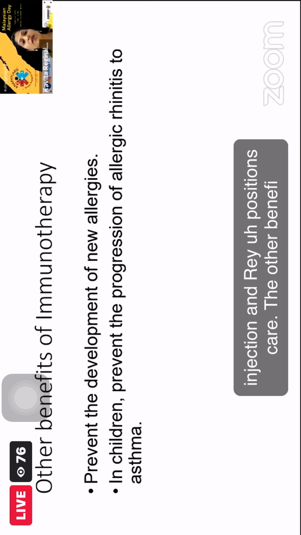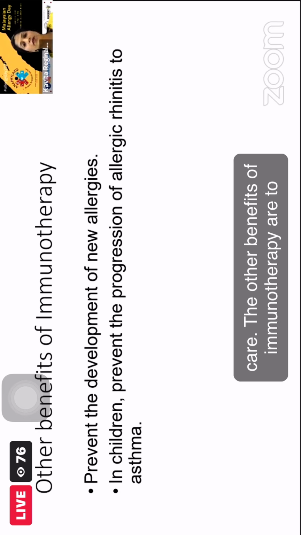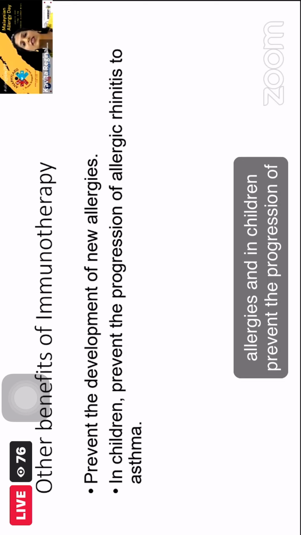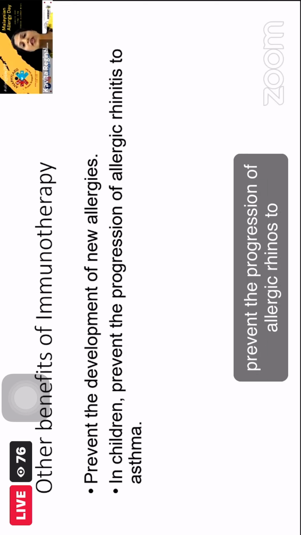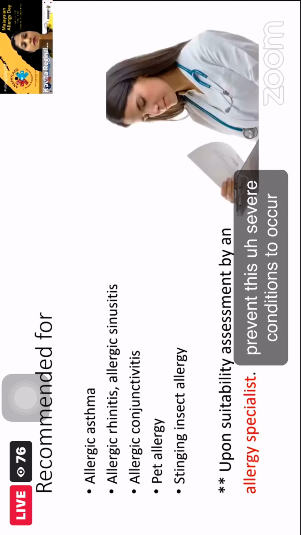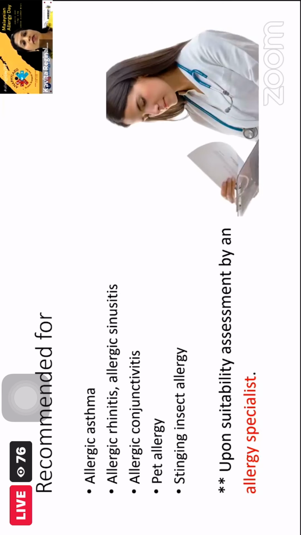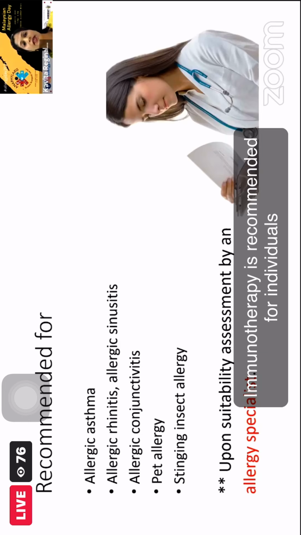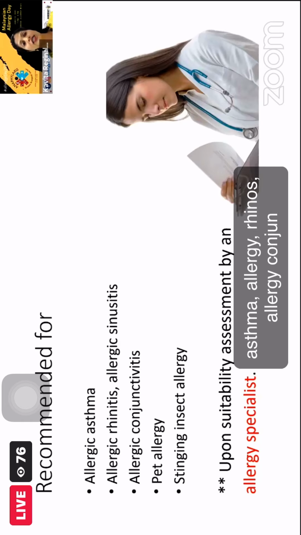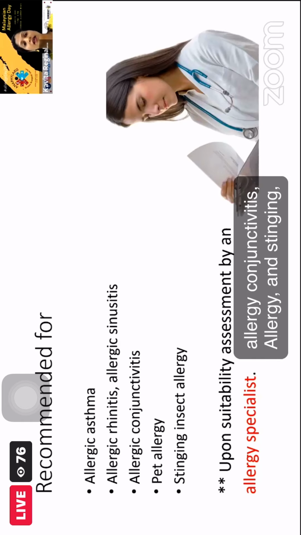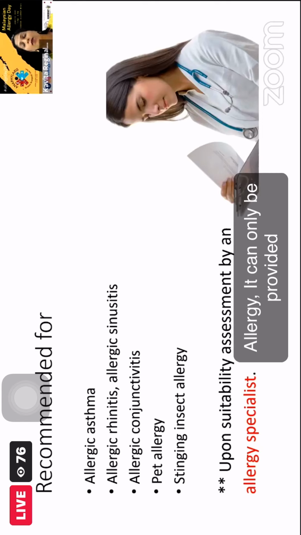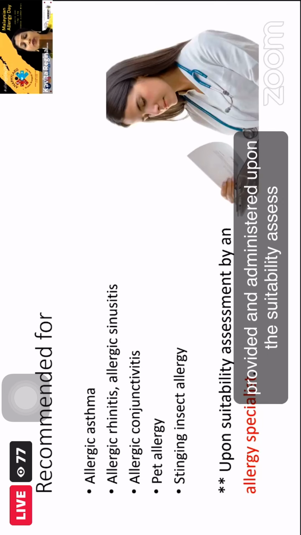The other benefits of immunotherapy are to prevent the development of new allergies, and in children, prevent the progression of allergic rhinitis to asthma, so prevent these severe conditions from occurring. Immunotherapy is recommended for individuals with allergic asthma, allergic rhinitis, allergic conjunctivitis, hay allergy, and stinging insect allergy. And it can only be provided and administered upon the suitability assessment by an allergy specialist.